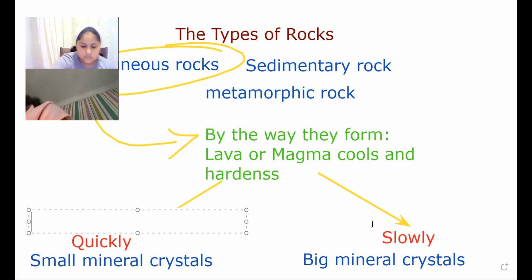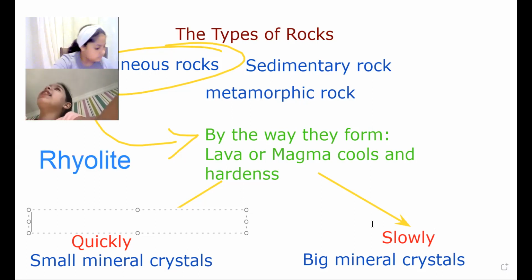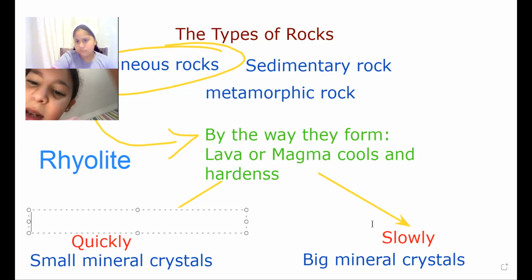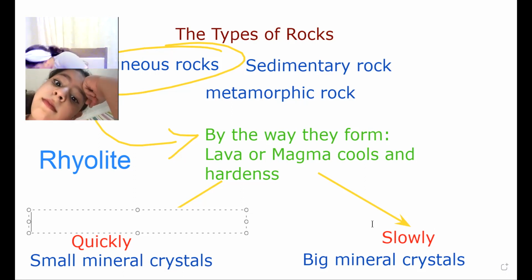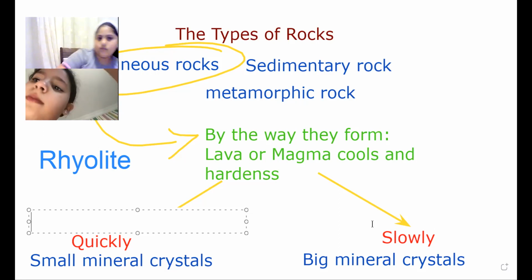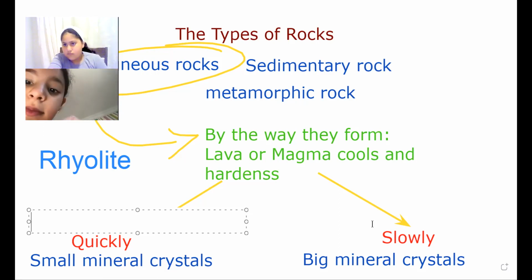How do the big rocks form? Maybe they are one of the other two ways. Not all of the rocks are igneous rocks. Some of them are sedimentary and some of them are metamorphic. After we learn the three types, you can tell which one makes a huge rock.